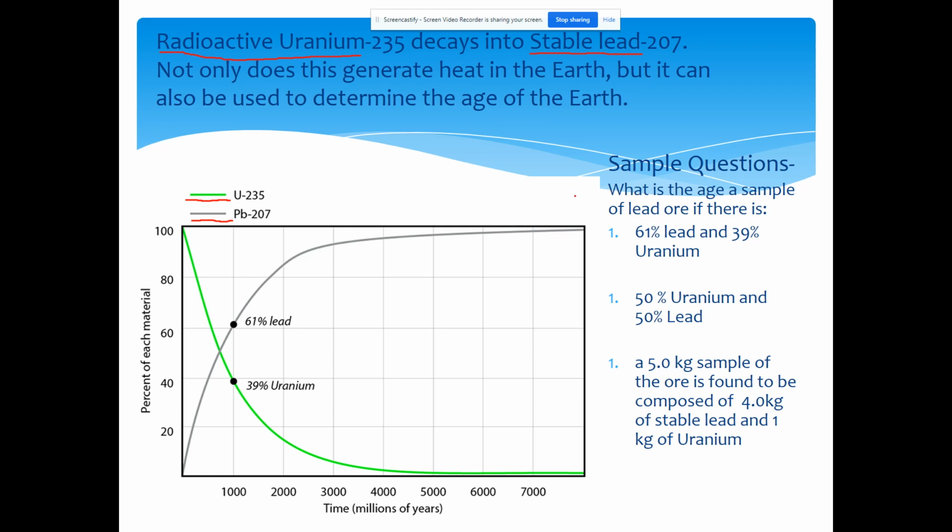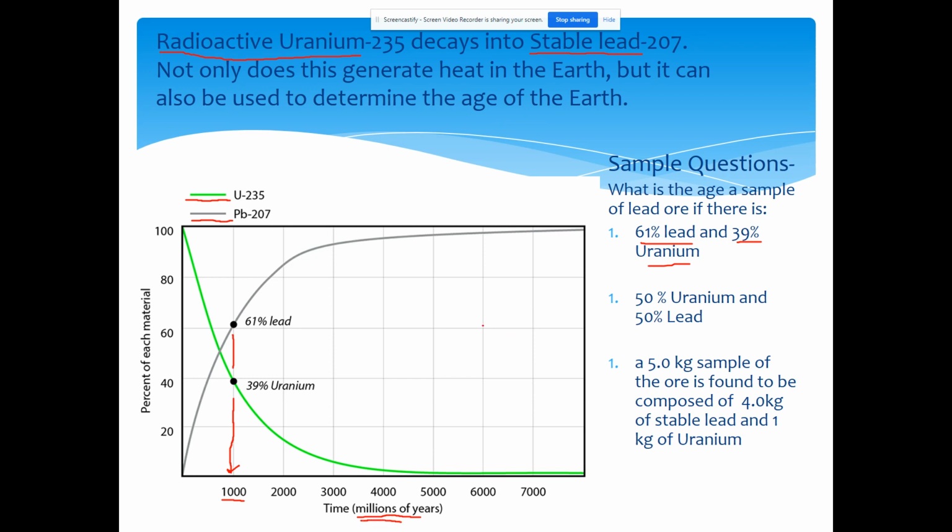Let's take a look at some sample questions I might ask you about the radioactive decay of any substance. What is the age of the sample of lead ore if there is 61% lead and 39% uranium? So these two percentages always have to add up to 100 for this to make any sense at all. So let's take a look. Here it is, 61% lead and 39% uranium. They hit the graph in the same exact spot because one of them decays into another. And you can see that the age is 1,000 million years. Not just 1,000 years, but 1,000 million years.